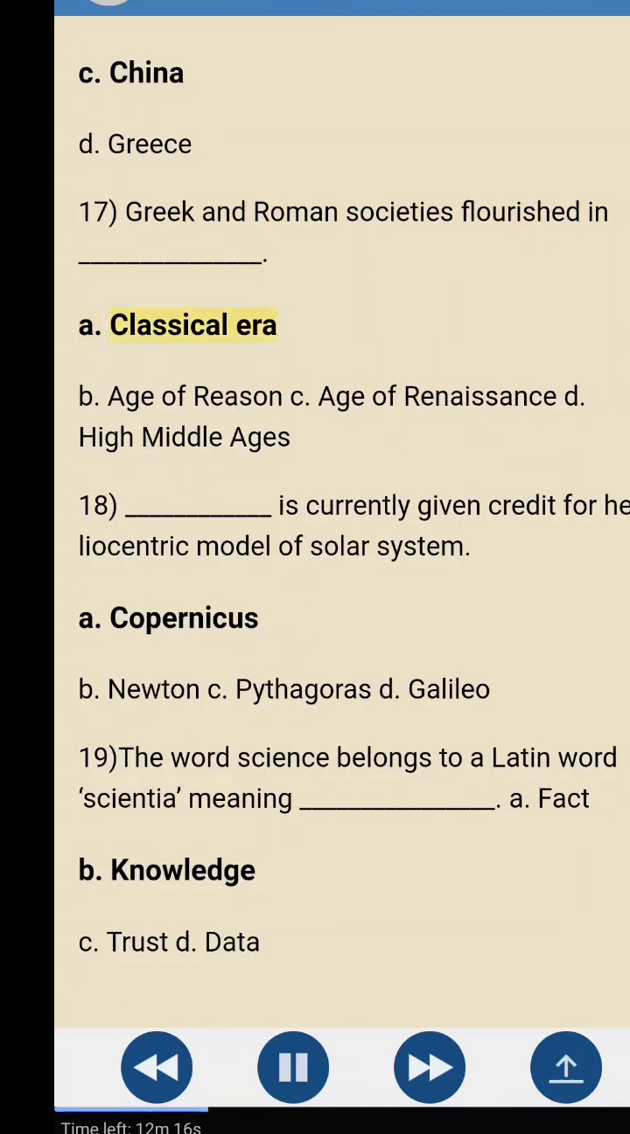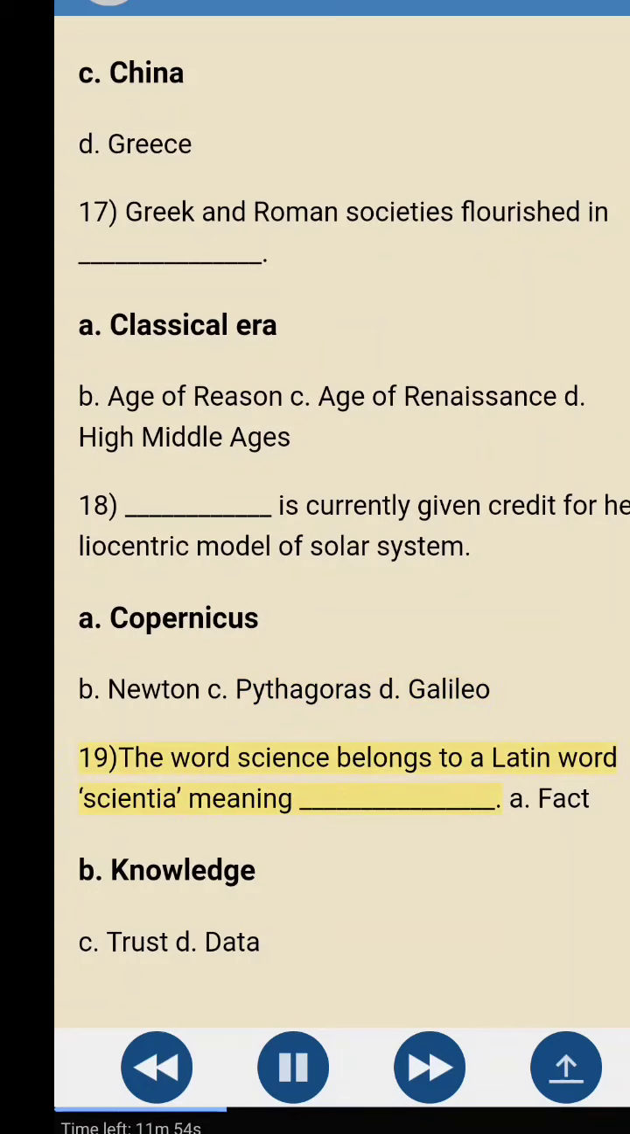A. Classical Era. B. Age of Reason. C. Age of Renaissance. D. High Middle Ages. 18. Blank is currently given credit for heliocentric model of solar system. A. Copernicus. B. Newton. C. Pythagoras. D. Galileo.